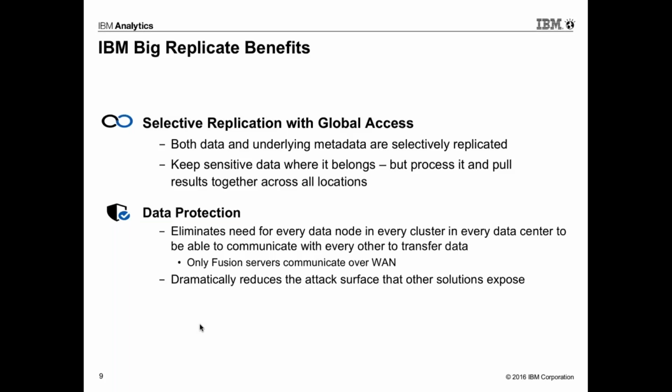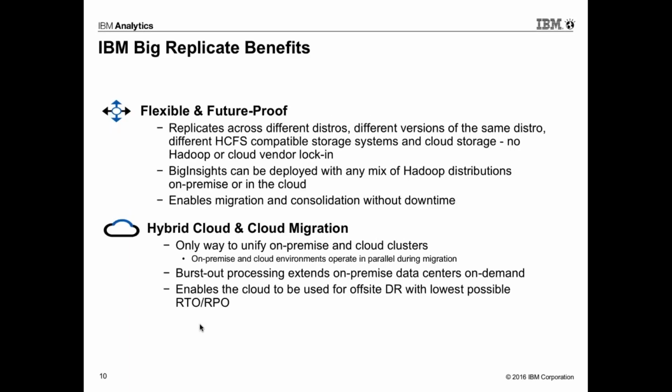You can do selective replication, as I said, and data protection is one of the other key features of this product. It's flexible and future-proof. It's been upgraded, and a lot of releases have already been launched, and it gets upgrades as technology moves to the next step. Let's say there's a newer version of Redshift or Big Insights or any other cloud platform or Hadoop application, that's when Big Replicate is upgraded too. So it can be deployed on any number of Hadoop distributions, on-prem, cloud or hybrid cloud. And then there's hybrid cloud and cloud migration.